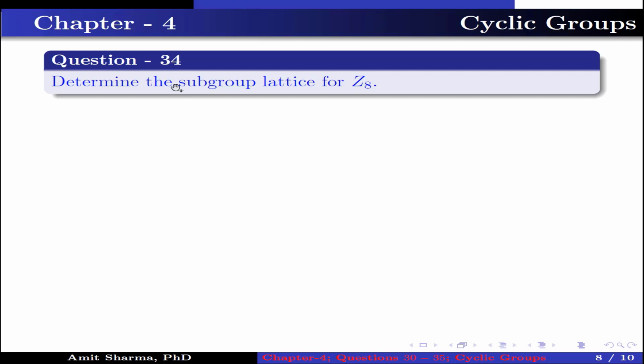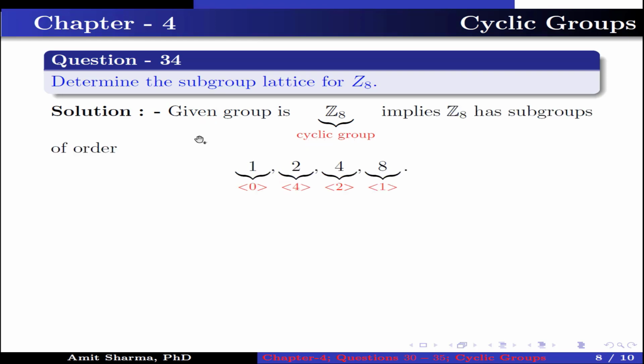Question number 34. Determine the subgroup lattice for Z8. Now the given group is Z8, which is a cyclic group. This implies Z8 has a subgroup of order 1, which is generated by 0; 2, which is generated by 4; 4, which is generated by 2; and 8, which is generated by 1.